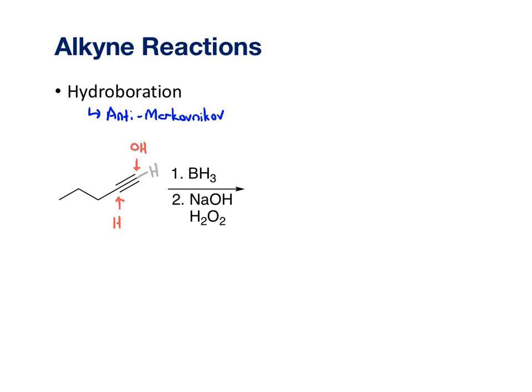When we draw the product of this, we get an enol, and we'll add the hydrogen here and the OH here. Again, if you want to draw this without the implied hydrogen, that's perfectly fine.